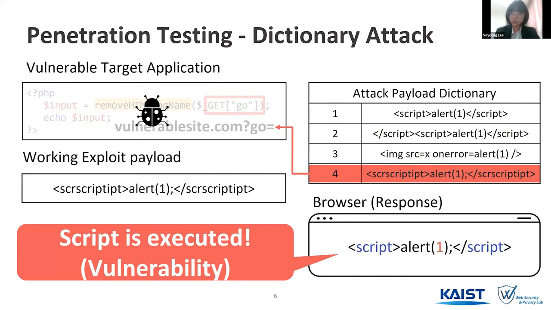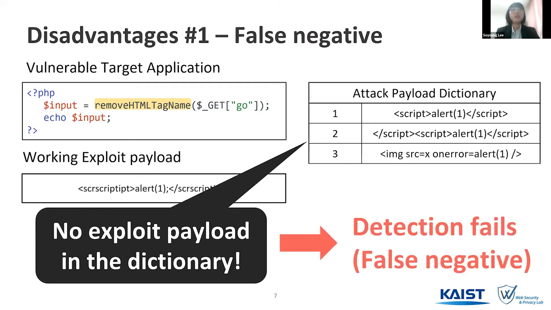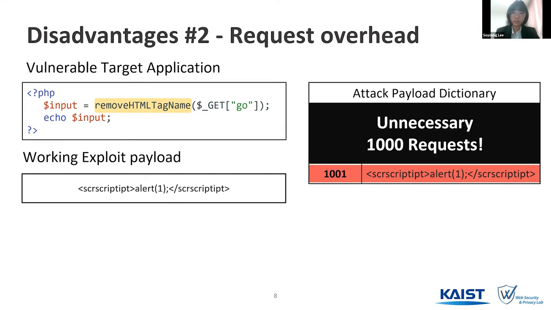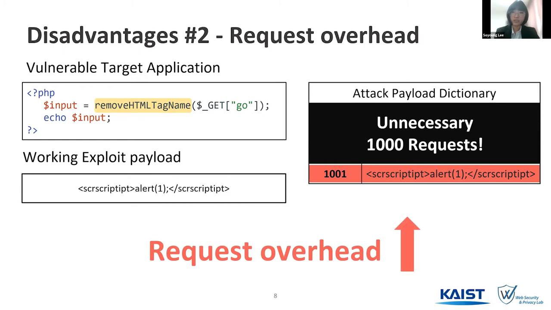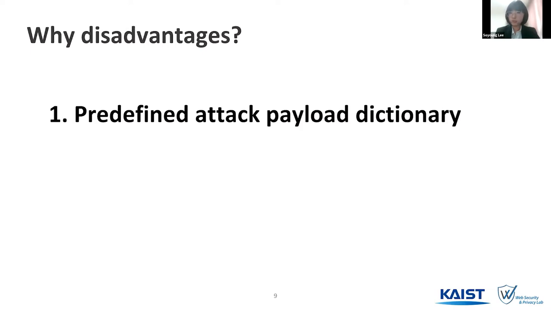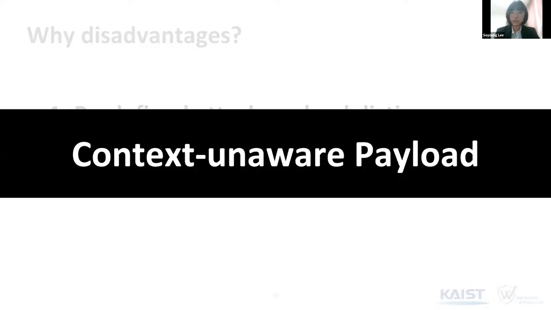Although this method is straightforward, it has several disadvantages. First, if the dictionary does not contain a working payload, it will produce false negatives. Furthermore, if the exploit payload is placed at the last position in a big dictionary, it will send a lot of unnecessary requests, enlarging the overhead of penetration testing. The problem is that many penetration testing tools use a dictionary of predefined payloads, and they do not consider the target context in which to inject a payload. That is, the dictionary attack uses context-unaware payloads.